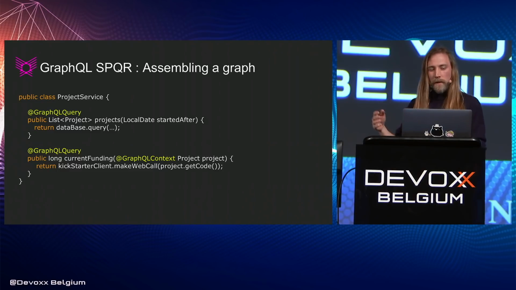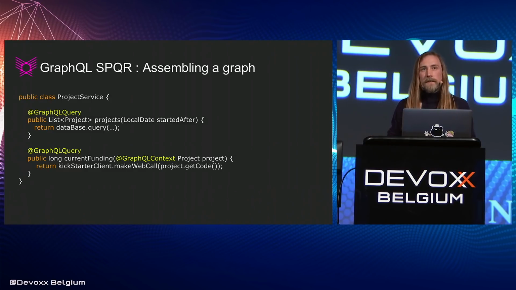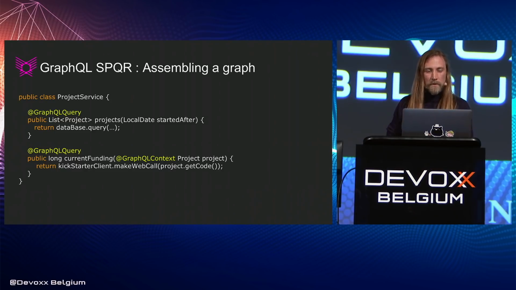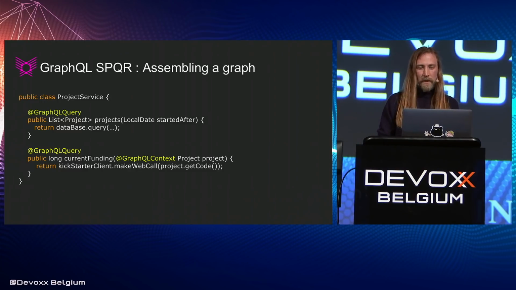So we can create a new query called current funding, and using this magical annotation, GraphQL context, we mark project as the context of this new field. So basically this field becomes nested into the project as if it was actually nested in the class, like on the previous slide, but without that ugliness. So now your business logic is where it should be. It's in the services, which normally talk to third-party APIs and so on. So you do it that way.